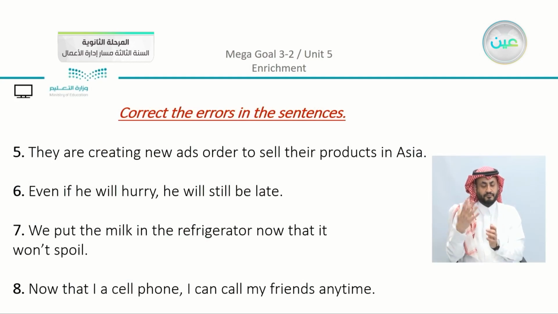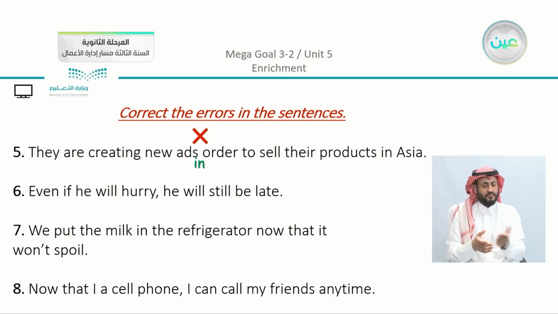Number 5, they are creating new ads order to sell their products in Asia. So there's something missing here. To read it again, we can see that yes, there is something missing, and we're going to add in order to sell. We have number 6, even if he will hurry, he will still be late.